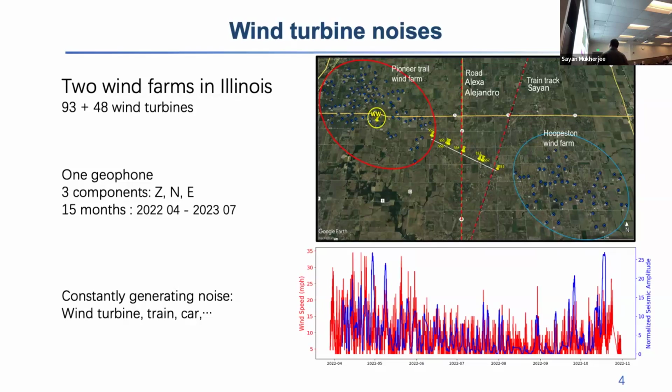Because this geophone is far away from traffic noise, the dominant energy we recorded is just the wind turbine noise. If you compare the energy of the noise with the wind speed, you can see they are clearly coherent with each other. So this, to some extent, verifies the source of these noises.